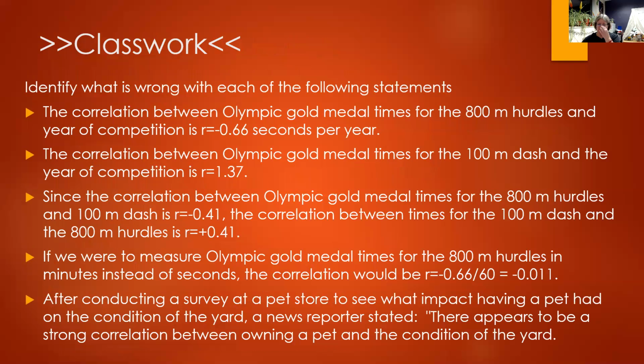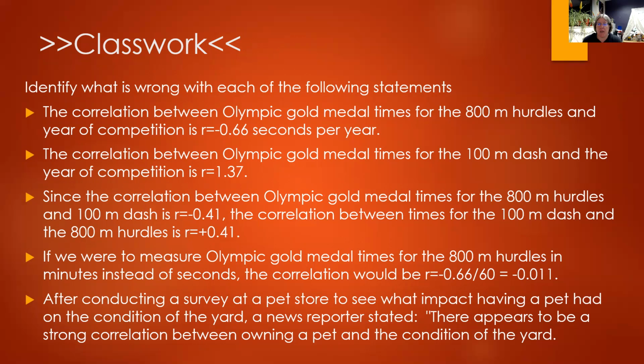All right, so hopefully you took a look at that. The first one says the correlation between Olympic gold medal times for the hurdles and the year of competition is roughly R equals -0.66 seconds per year. So the problem with that is that R has units, and R should never have units on it. It should just say that R is equal to -0.66, and that's it.